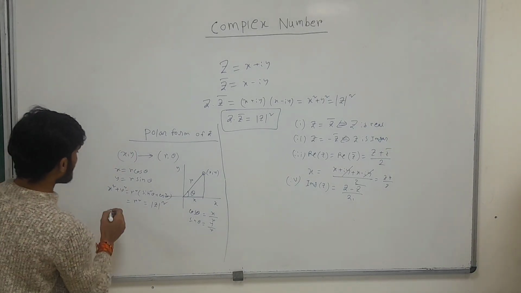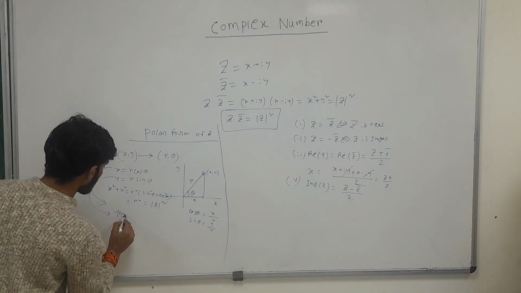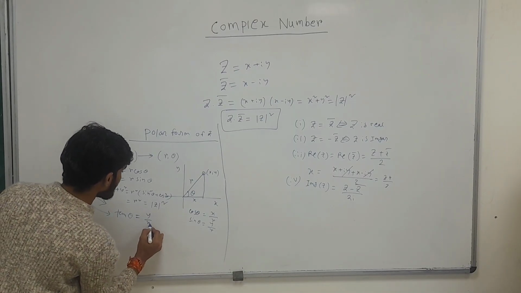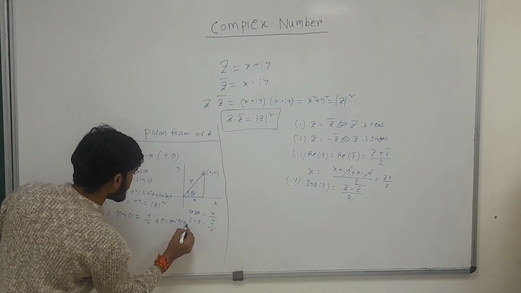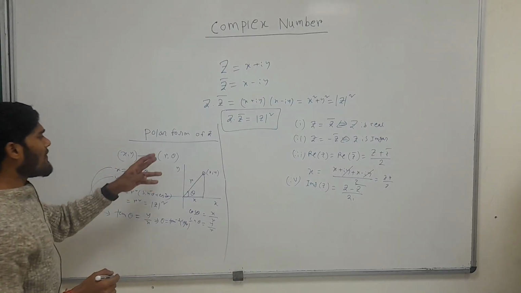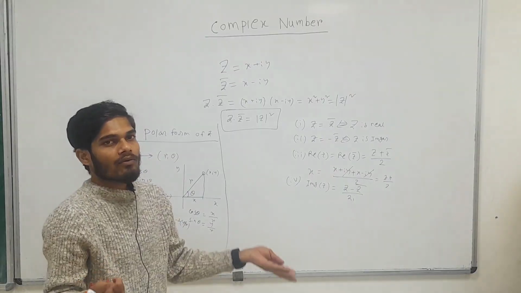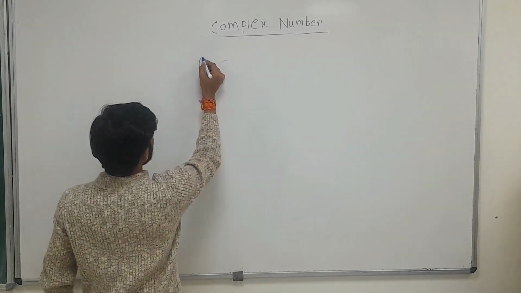And you can easily find tan theta from this x and y. You just divide, and you will get tan theta is equal to y by x, and theta is equal to tan inverse y by x. So if you have any complex number in the form of x and y, you can easily transform it to the polar form r and theta. Okay, now I will see the Argand plane.